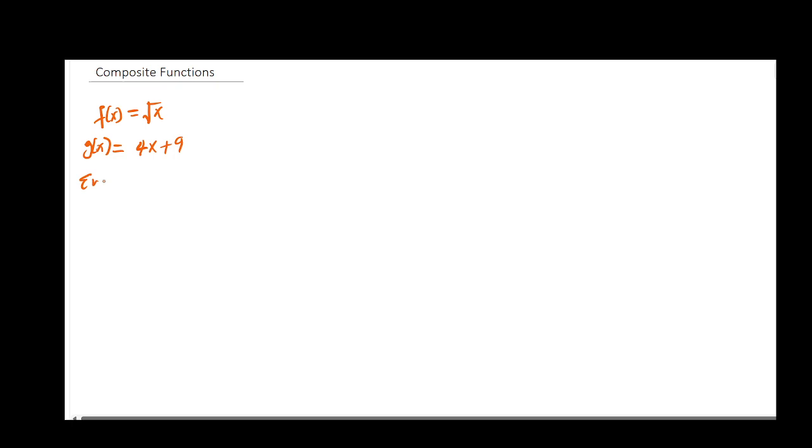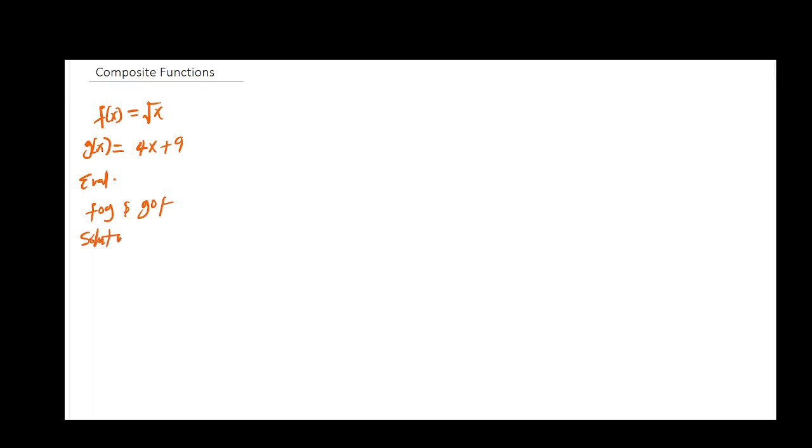Let's take another example that combines a radical and linear functions. Let's have f of x equal the square root of x, and our g of x equal 4x plus 9. Evaluate f of g and g of f.